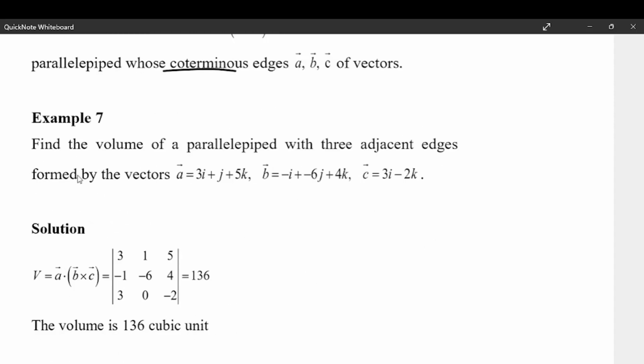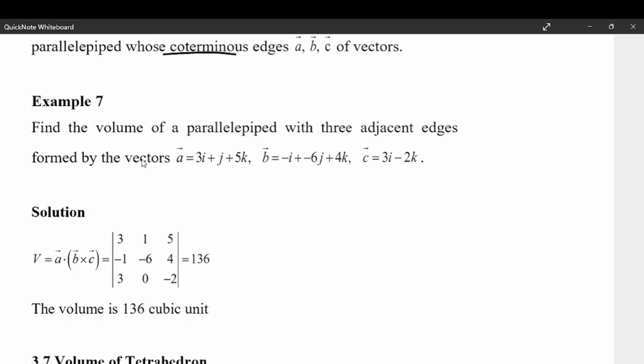Okay, now let's look at an example. We have to find the volume of a parallelepiped with three adjacent sides formed by these vectors. We have already established that A dot into brackets B cross C can be written as this determinant. So we find the magnitude as usual, and here we use the rule, which is plus, minus, plus.